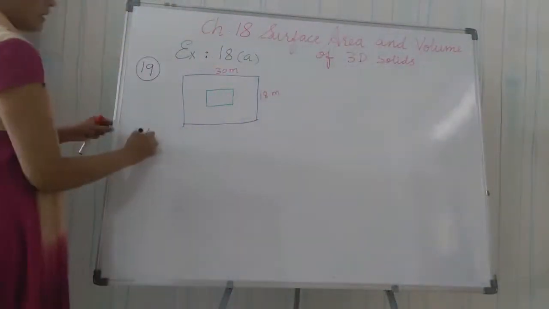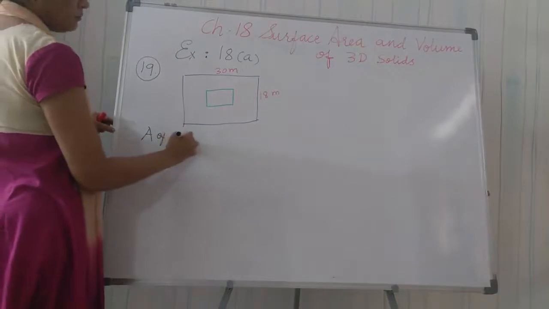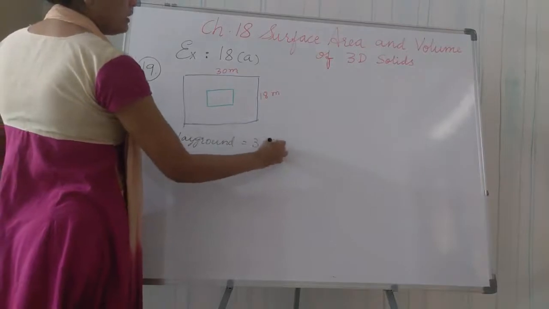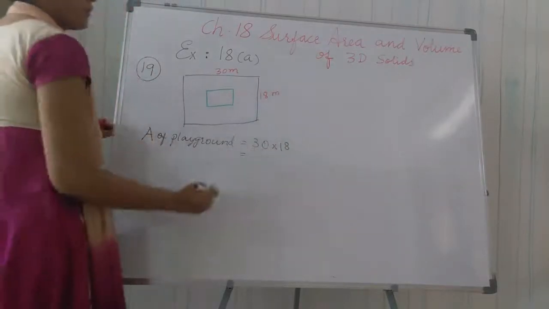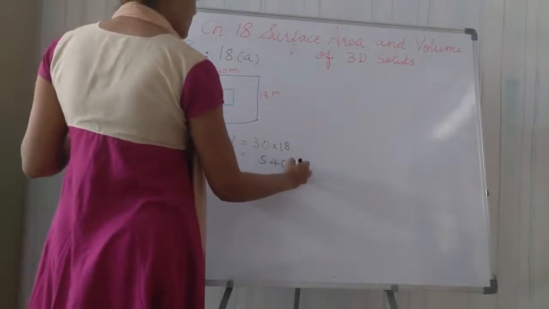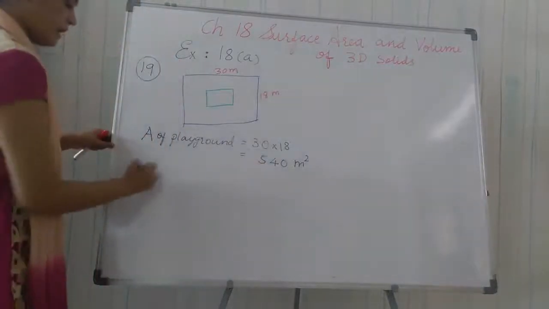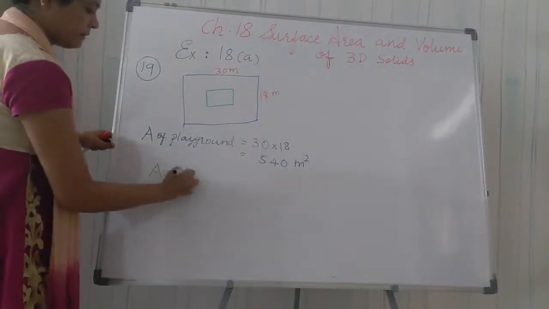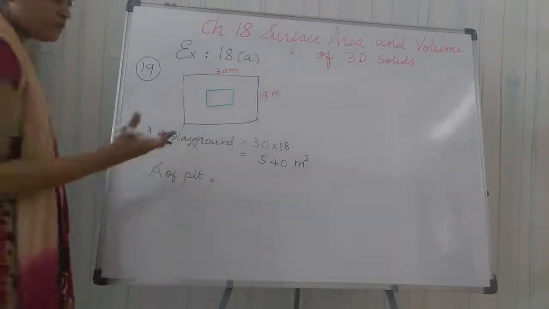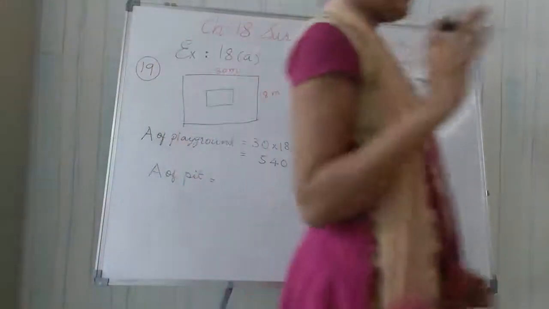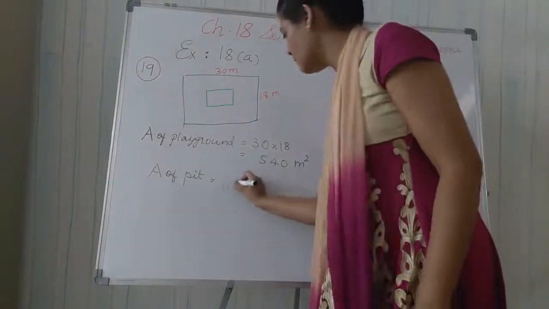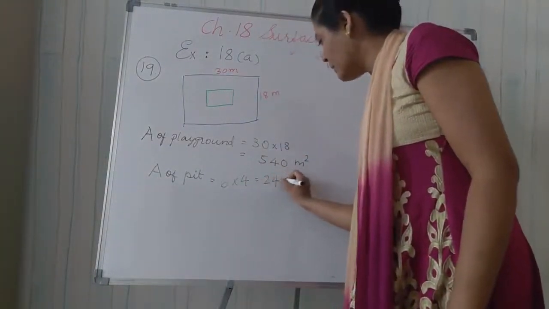So area of playground is equal to 30 multiplying 18. So what we get? 540 meter square. Now we find area of pit. Why we are doing so? Because we want to find the remaining area. तो पहले हम ये कर लेते हैं, और पिट के डायमेंशंस दिया हुआ है 6, 4, 3. It means we need 6 4s, that is 24 meters square.